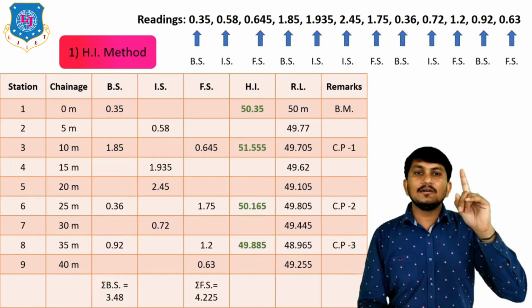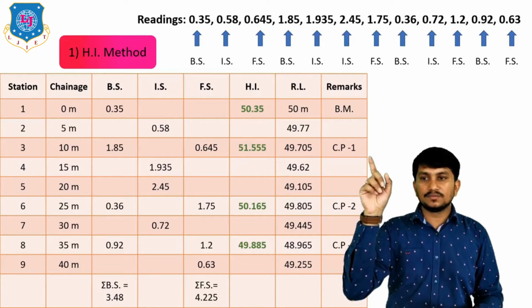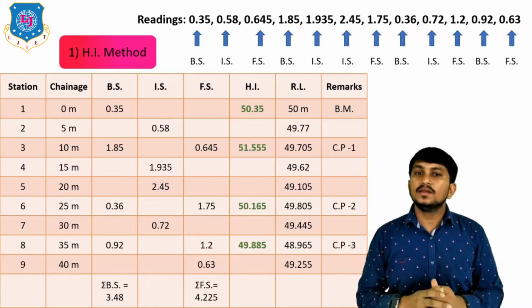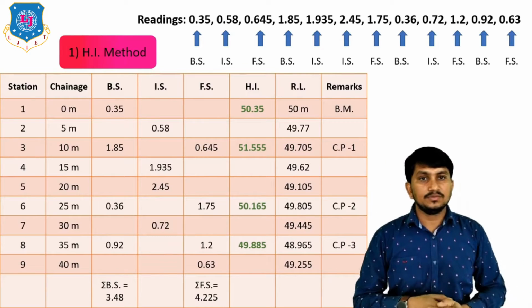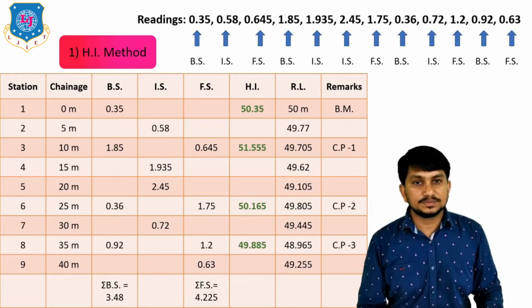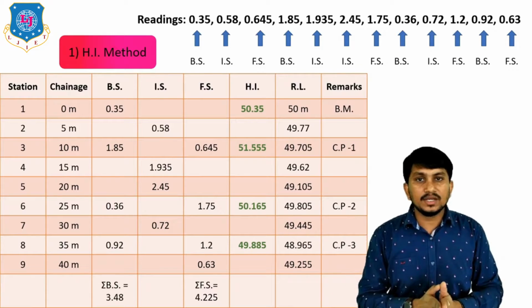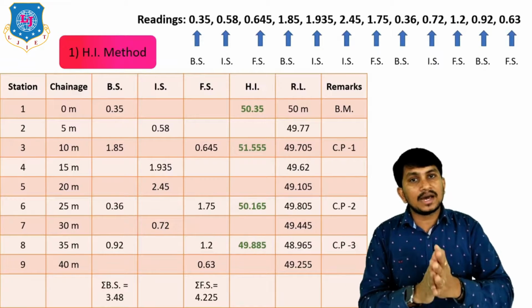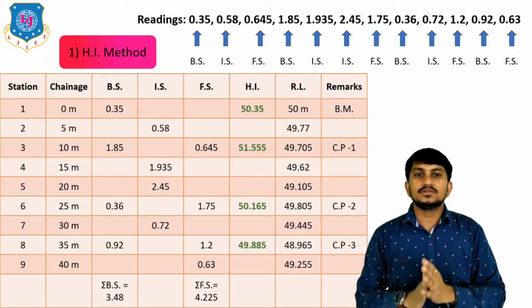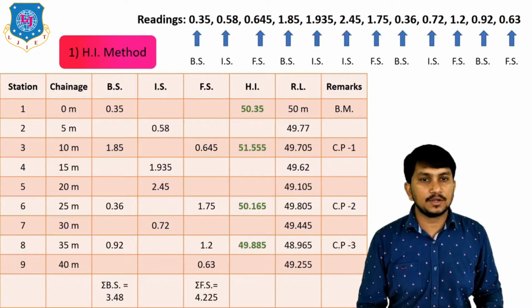The RL of the first point is given in the example as 50 meters, which is the benchmark. So in the remark column, in station number 1, we can write benchmark. After this we can calculate HI. HI is equal to RL of benchmark plus BS. So here 50 plus 0.35, HI is equal to 50.35 meter.